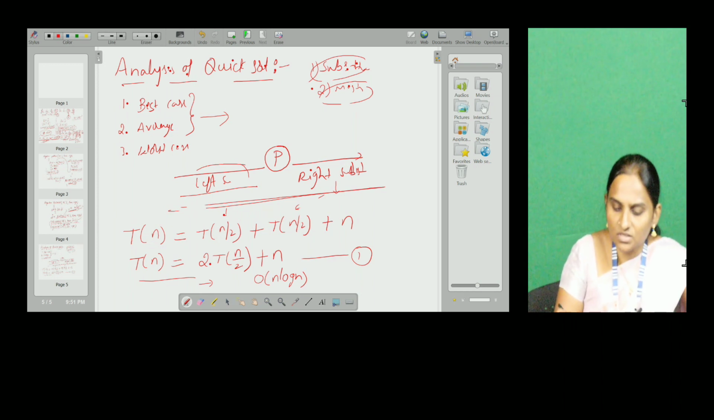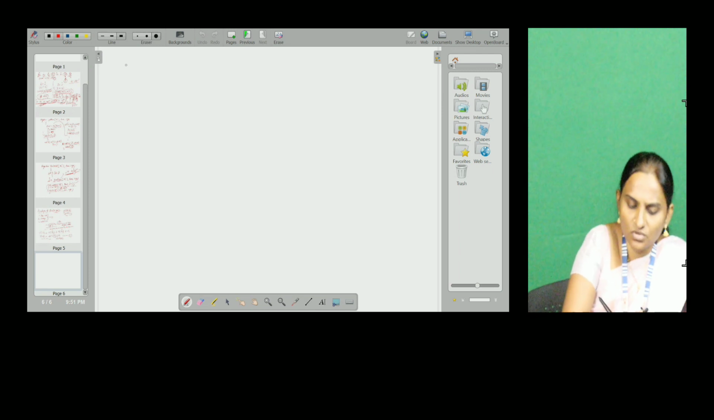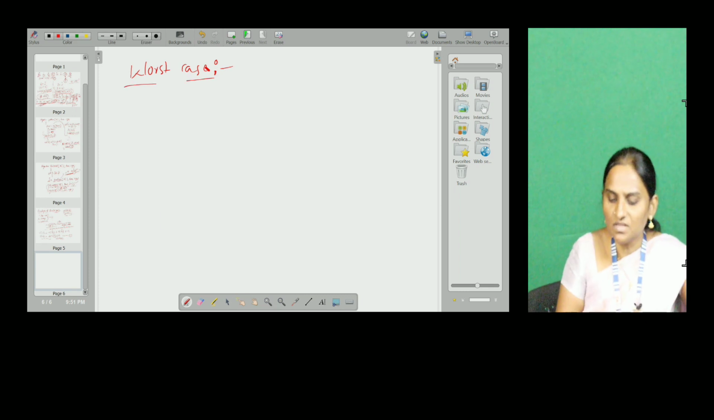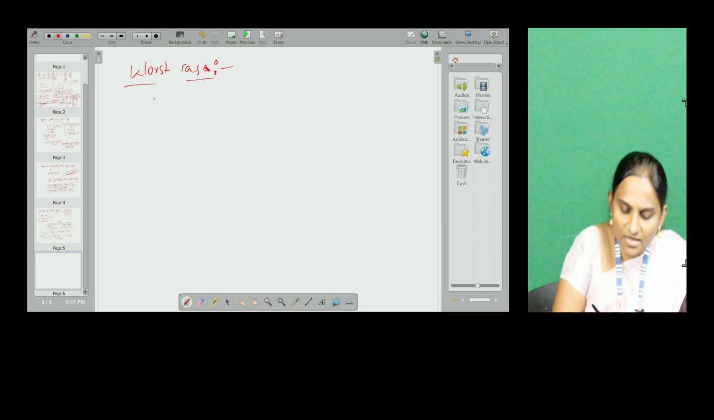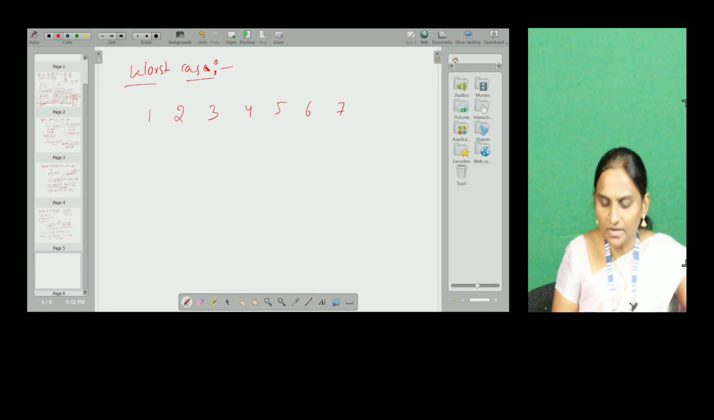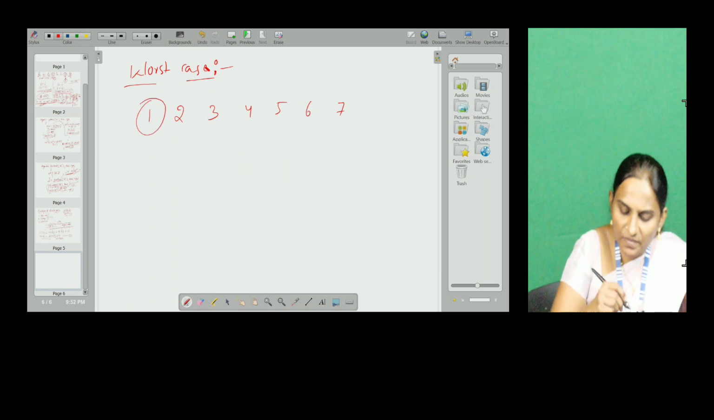Next one, worst case time complexity. So when will the worst case time complexity occur? For example, the elements are like this: 1, 2, 3, 4, 5, 6, 7. By observing these elements, they are already in sorted order. I am taking the first element as the pivot element.